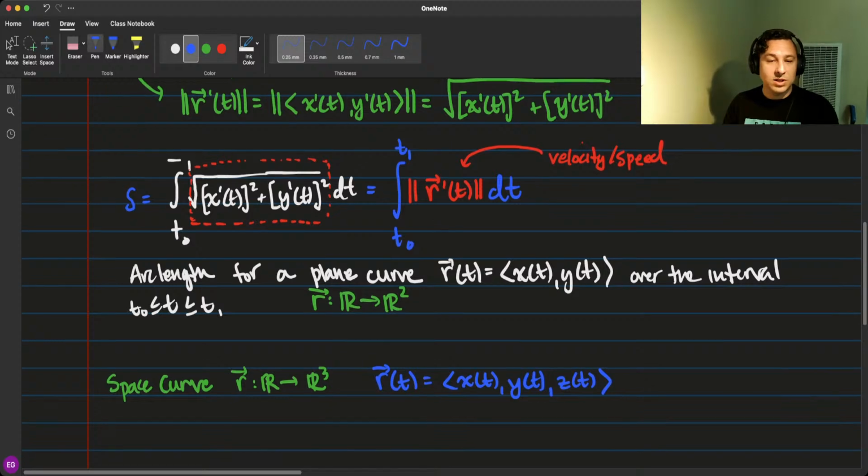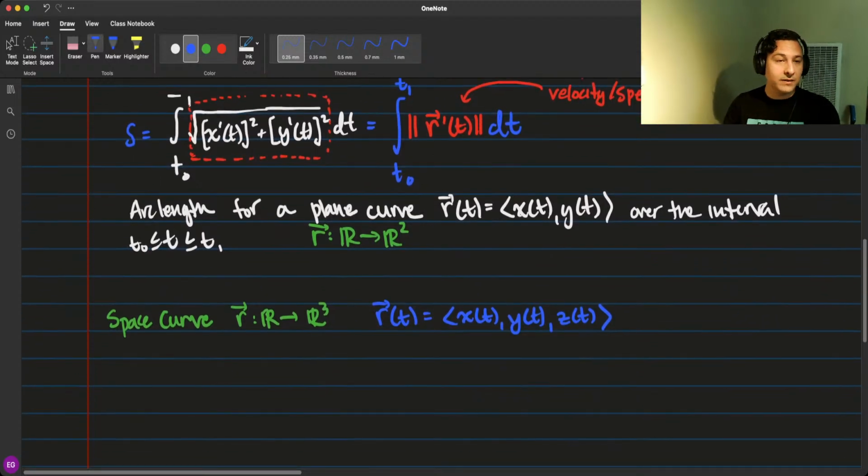And do you know what's actually really interesting about this? You can come up with the arc length for a space curve using the same formula as well.